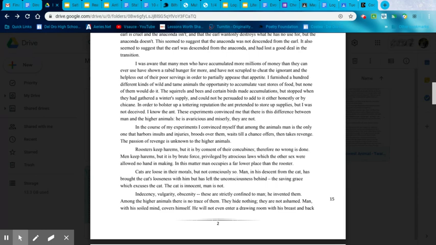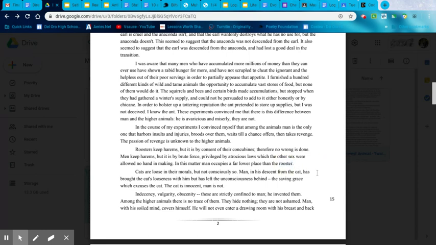They are not. In the course of my experience, I convinced myself that among the animals, man is the only one that harbors insults and injuries, broods over them, waits till a chance offers, then takes revenge. The passion of revenge is unknown to the higher animals. Roosters keep harems, but it is by the consent of their concubines. Therefore no wrong is done. Men keep harems, but it is by brute force, privileged by atrocious laws which the other sex were allowed no hand in making. In this matter, man occupies a far lower place than the rooster.